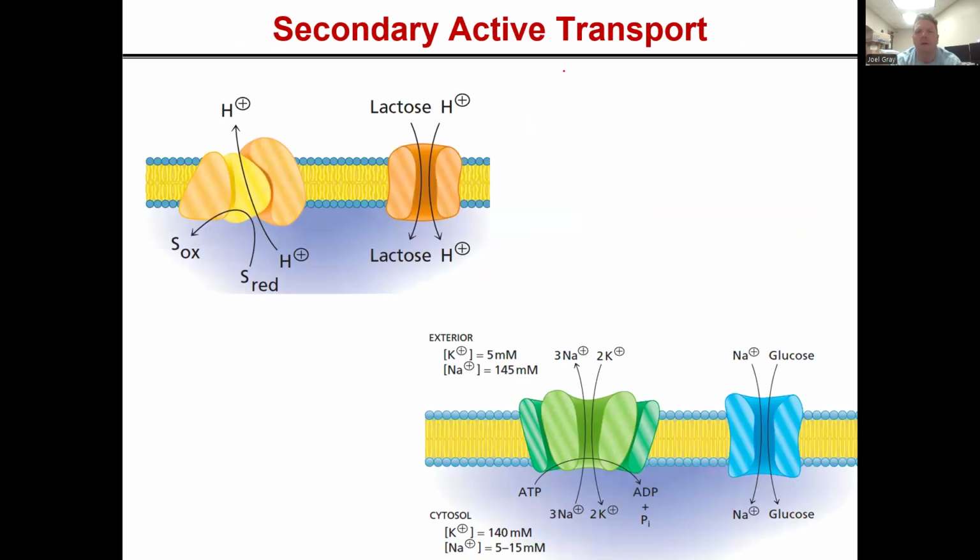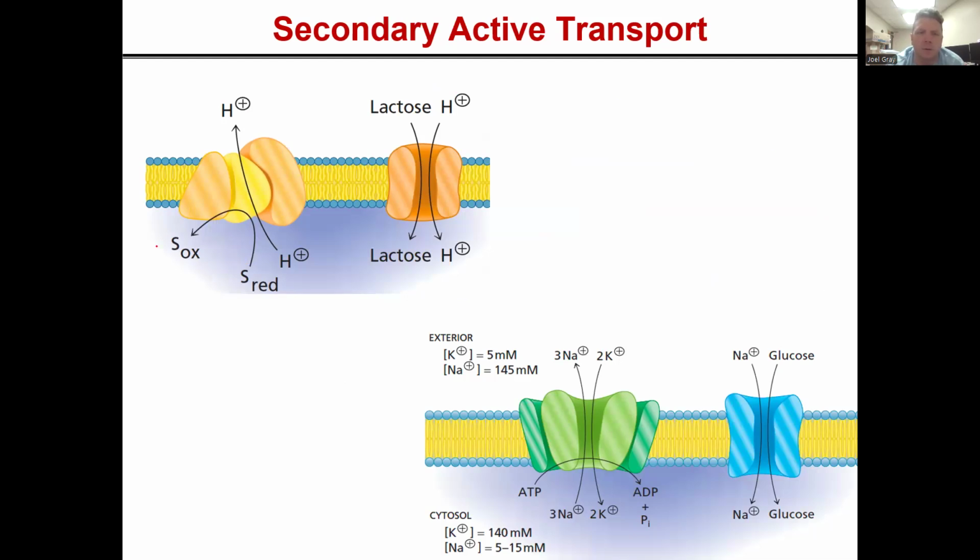Now, we have a phenomenon known as secondary active transport. This is a way in which a substance is going to be transported across a membrane in a way that it kind of doesn't really want to be. So to illustrate this, we have a couple of things going on.